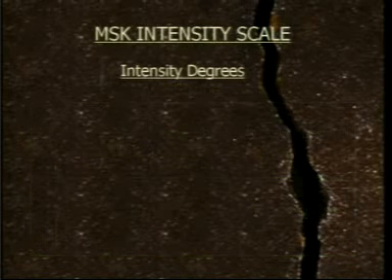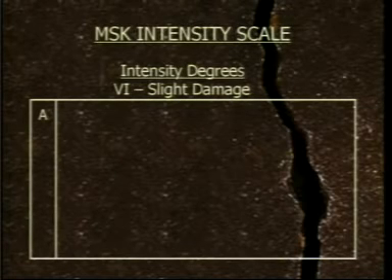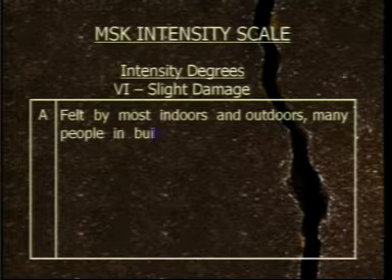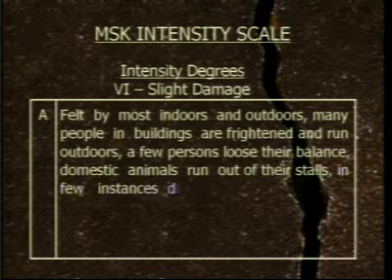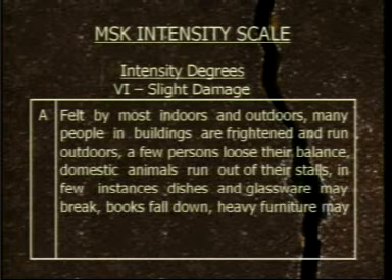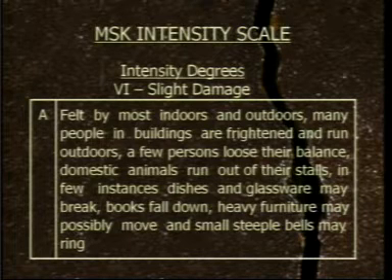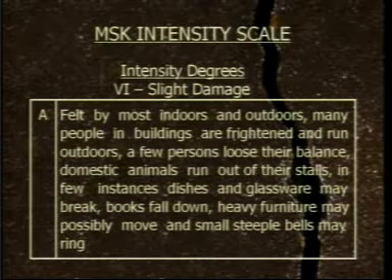Now let us see what is intensity 6. 6 means slight damage. In this, the A part consists of: it is felt by most indoors and outdoors. Many people in buildings are frightened and run outdoors. A few persons lose their balance. Domestic animals run out of their stalls. In a few instances, dishes and glassware may break, books fall down, heavy furniture may possibly move, and small steeple bells may ring.